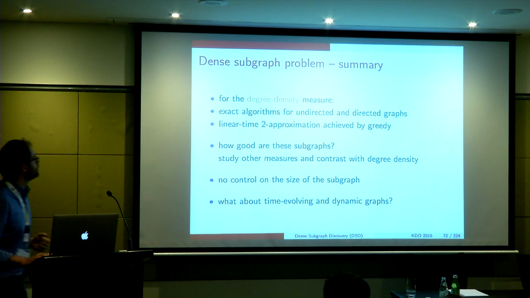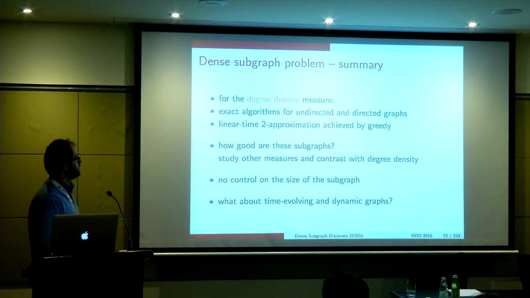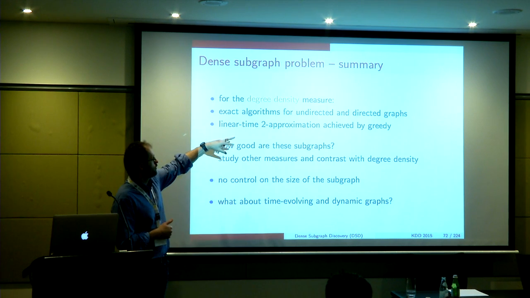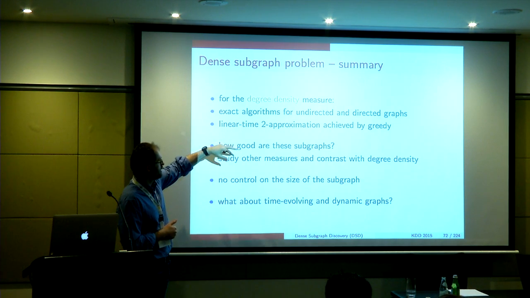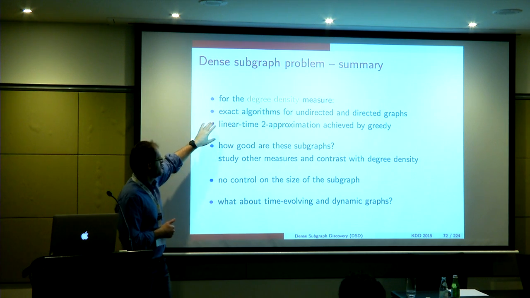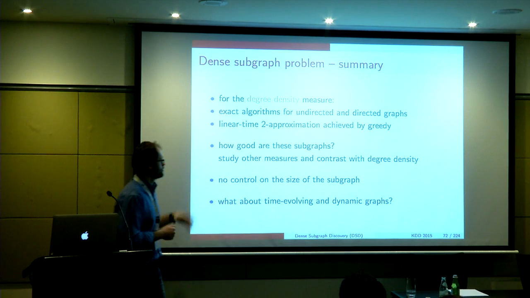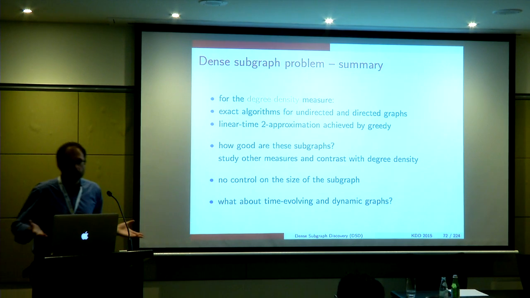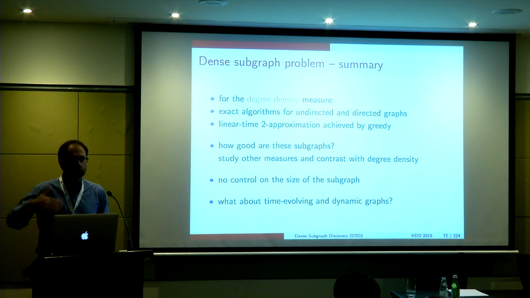So before giving the floor to Babis, what do we learn? We learn that for the degree density measure, we can have an exact algorithm that works both for undirected and directed graphs. These algorithms are based on flows, so they are not so easy to implement. But instead we have linear time two-factor approximation algorithms achieved by greedy. So how good are these subgraphs? Actually, we don't know at this point, because this was the first measure that we studied, right?